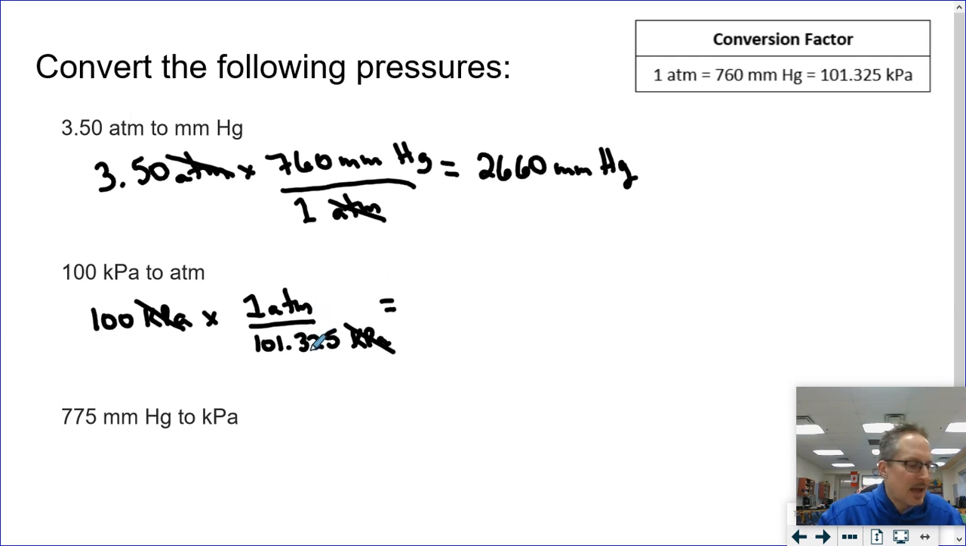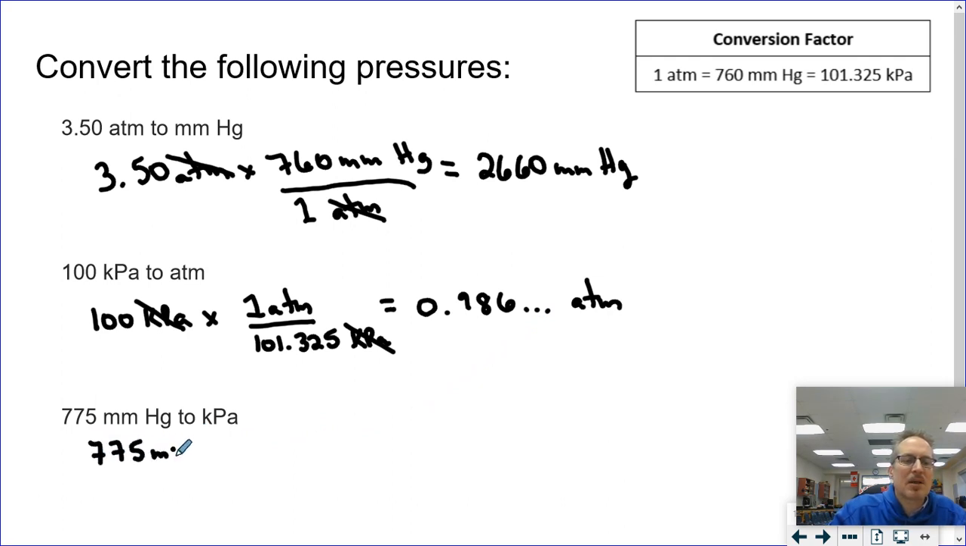Now we're going to divide by 101.325. And the answer is 0.986, yada, yada, yada, atmospheres. So 0.98692326667. Big, lots of decimals there. That's in atmospheres. And the last one, we have 775 millimeters of mercury.